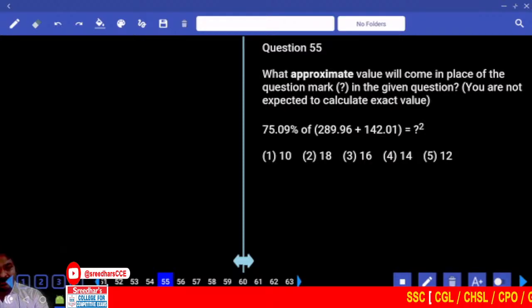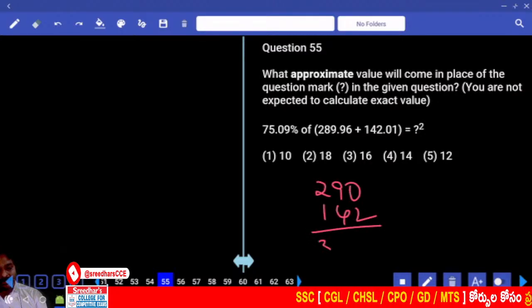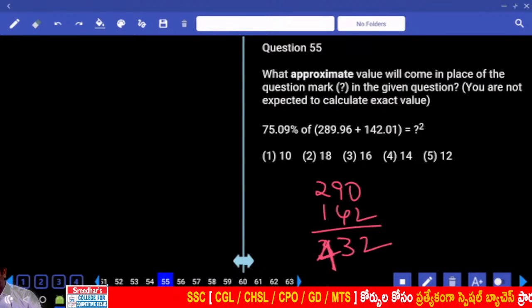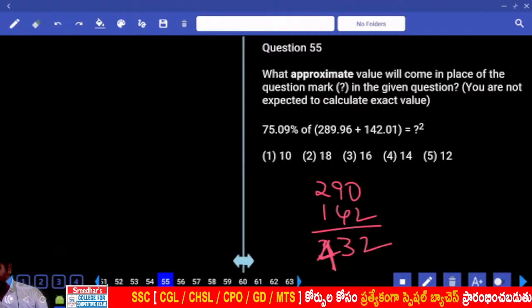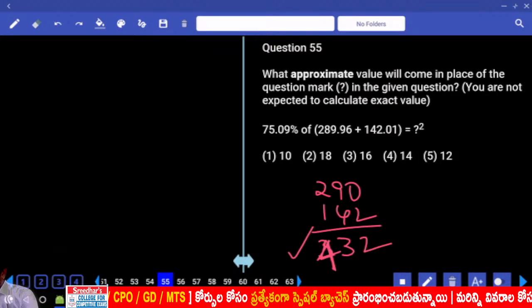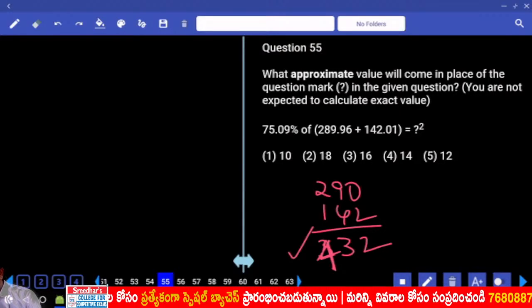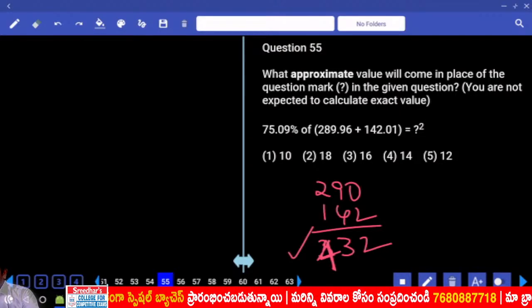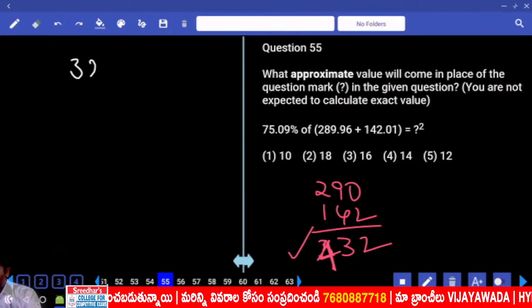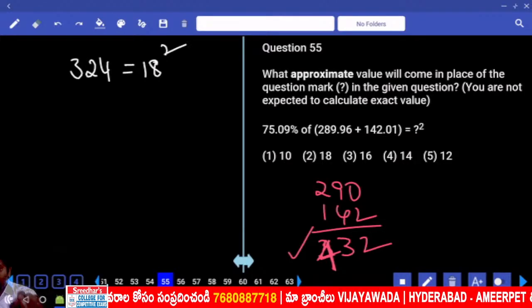75% of 432. 75% is 3/4. What is 75% of 400? Cut and add. For 432 we have to calculate 75%, right? Take only 400 first. What is 75%? Now take 32. What is 75%? 24. This is which number square? 18 square.